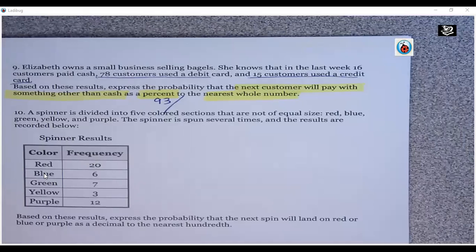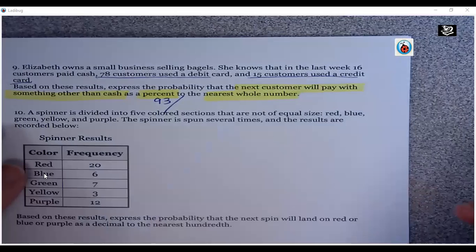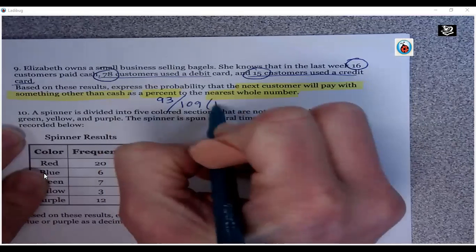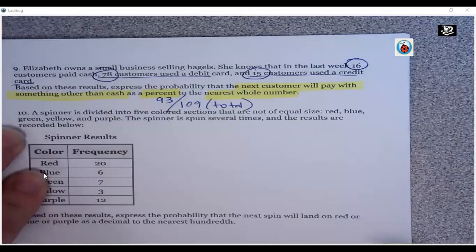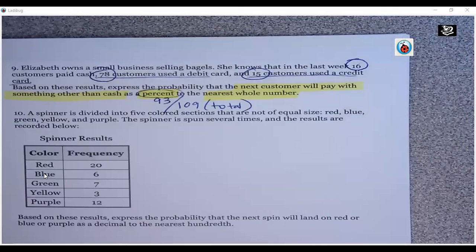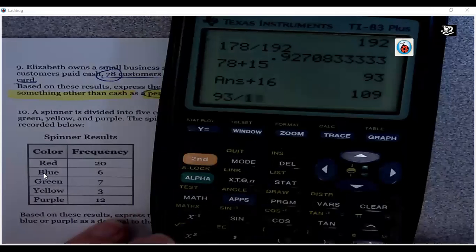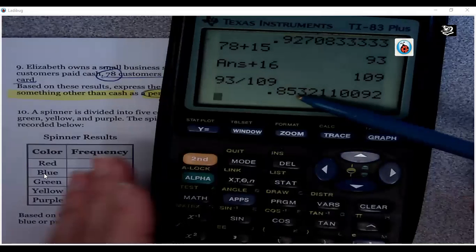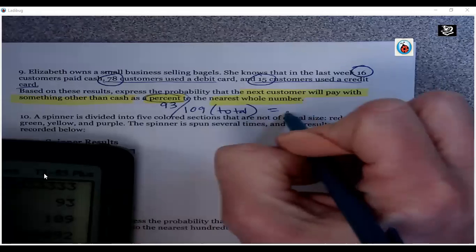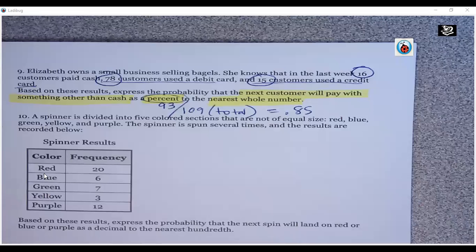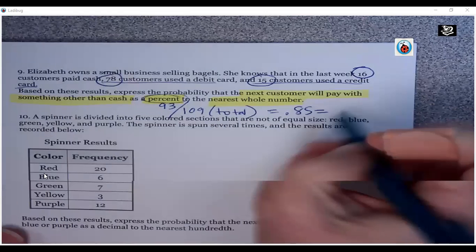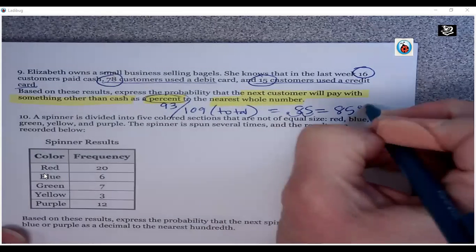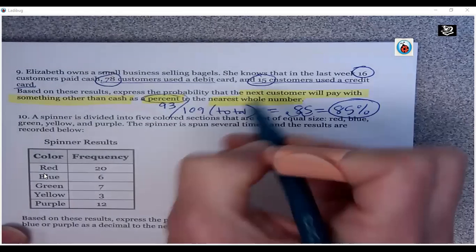I do not know. You have to add all of the customers up. Okay. Your bottom number is your total. The total people. All right. We need to do this as a percent to the nearest whole number. So 93 divided by 109. So it's 0.85, but that's a decimal. Lorette, what is 0.85 as a percent? How many places do you move the decimal? Do you remember? 2 slides to the right. So it's going to be 85%, and they want it to be a whole number as a percent.